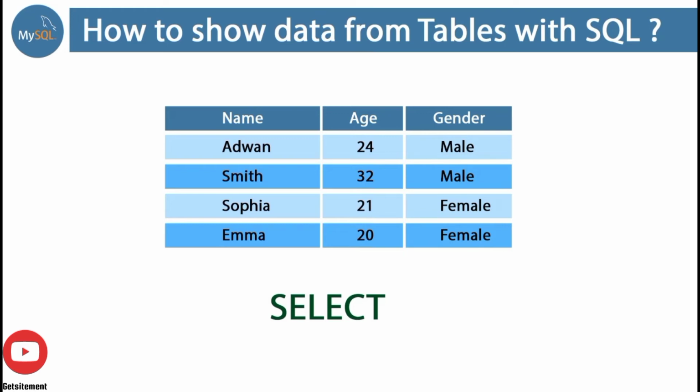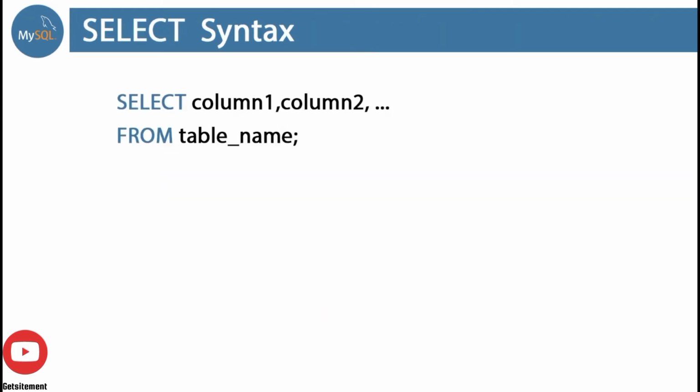Let me show you the syntax. You can see, first we need to type select command. After select command, you need to type your column's name. In our case, column 1, column 2. Which columns you want to see data is up to you. Then you need to use another keyword from, and you need to type your table name. By doing this, you will get all your data.